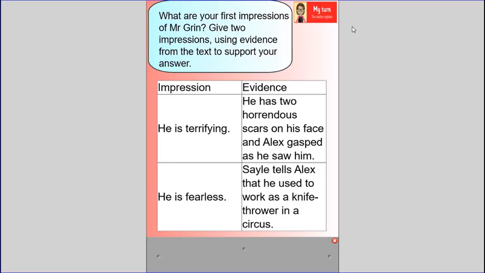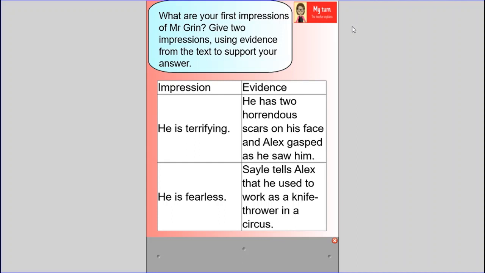Now that I've gathered my evidence and all my information about what Mr. Gwyn looks like, what he behaves like, how others interact with him, I can now go about answering my question. So let's just read that question again to make sure that we're clear on what it's asking us. What are your first impressions of Mr. Gwyn? Give 2 impressions using evidence from the text to support your answer. So I've created a table with 2 columns. In the first column I've got my impression of him, and then I've got my evidence to back it up.